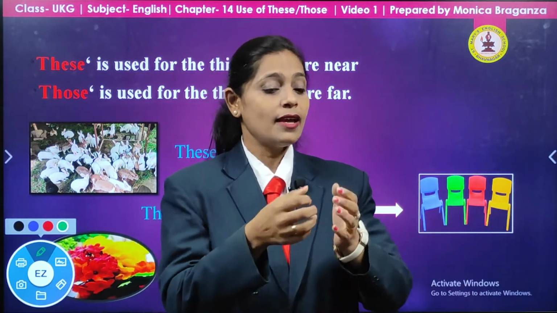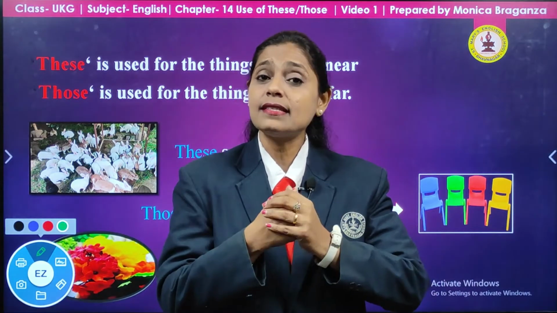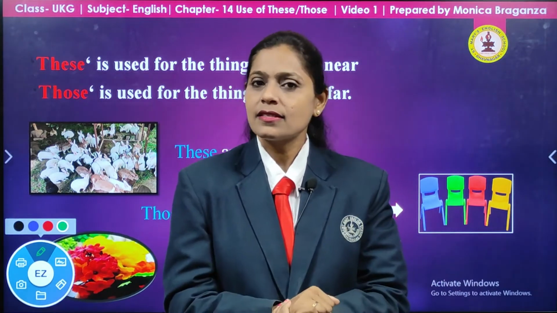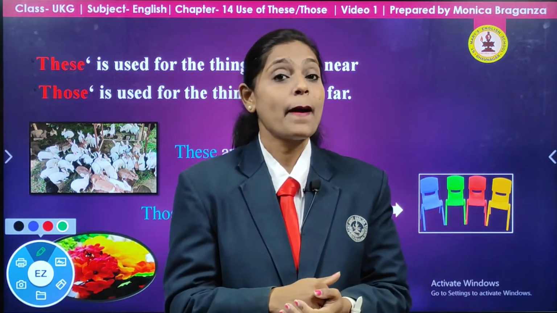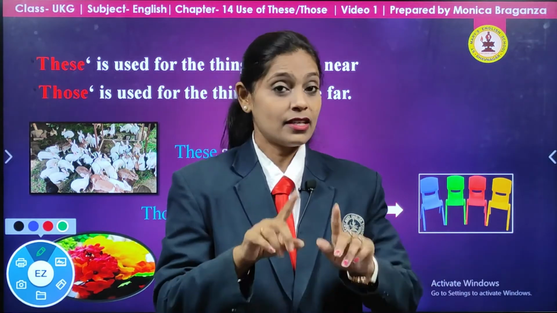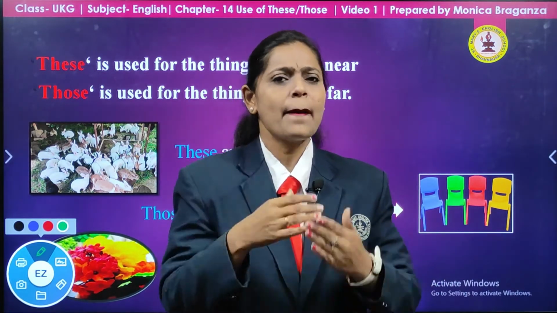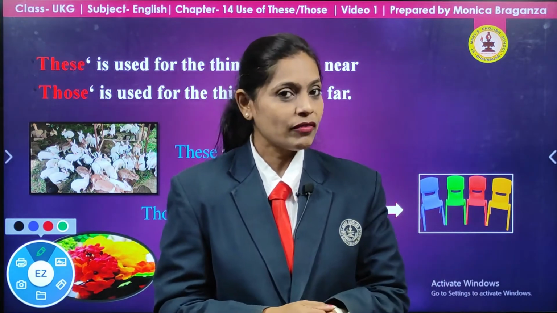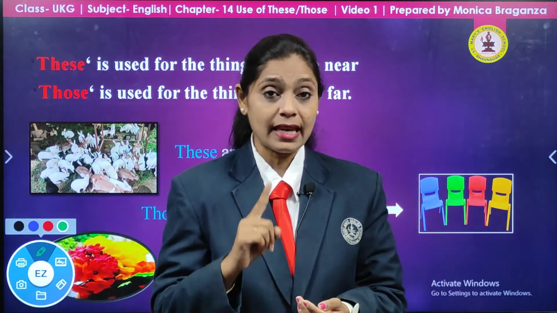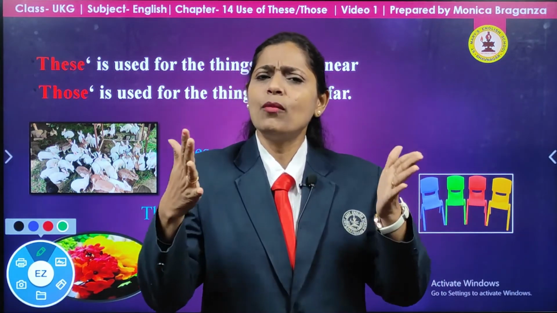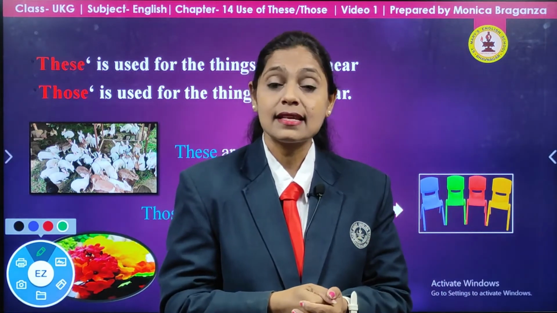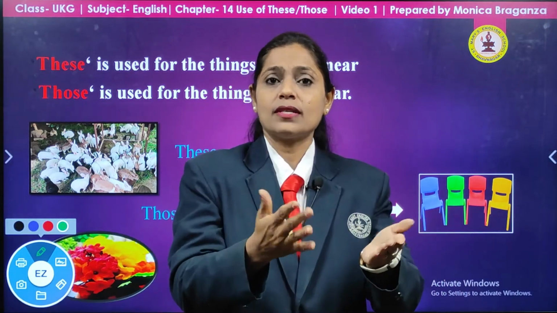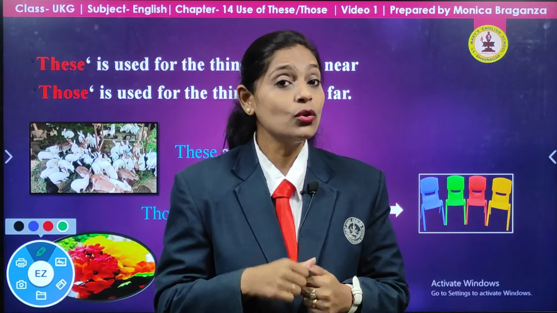Okay, if I am having so many pencils in my hand, not one but many pencils, and those pencils are in my hand, it means it is near to me. So what I will say, children? These are pencils. Same way, I am having many chairs in my room, but it is far from me. It is not near to me and not one chair, many chairs. So what I am going to say? Those are chairs. So when we talk about the things which are near to us and which are more in number, we use these. And when we talk about a thing which is far from us and which is more in quantity, we use those.